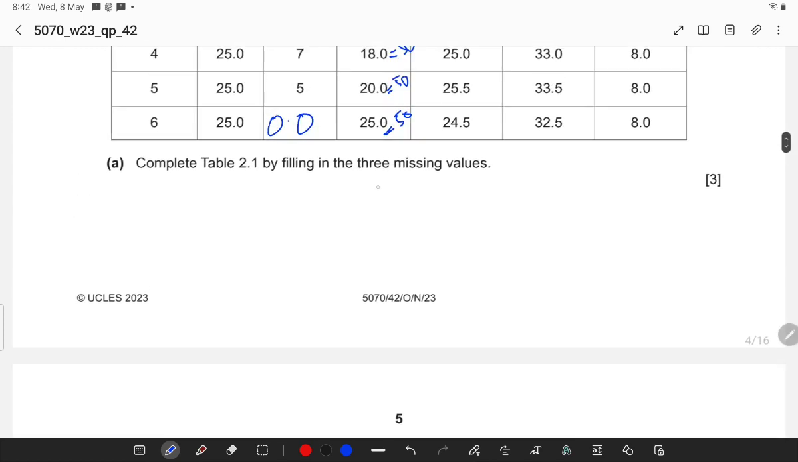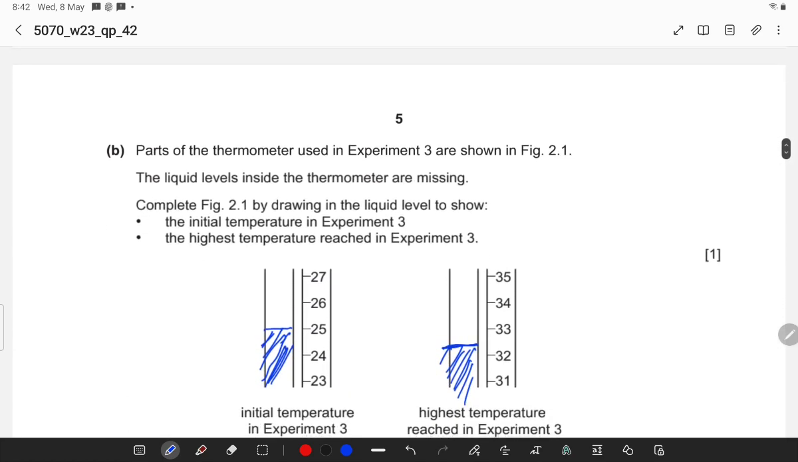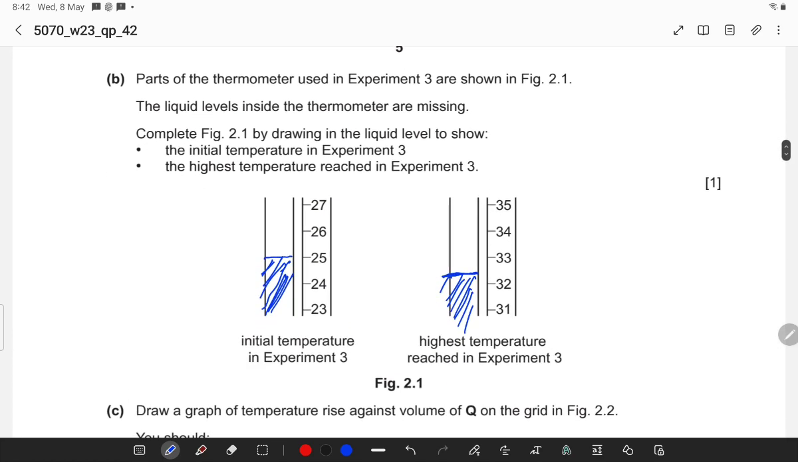Complete table 2.1 by filling in the 3 missing values. Parts of the thermometer used in experiment 3 are shown in figure 2.1. The liquid levels inside the thermometer are missing. Complete figure 2.1 by drawing in the liquid level to show the initial temperature in experiment 3, and the highest temperature reached in experiment 3. So 25 centimeter cube is the initial, and highest is 32.5.